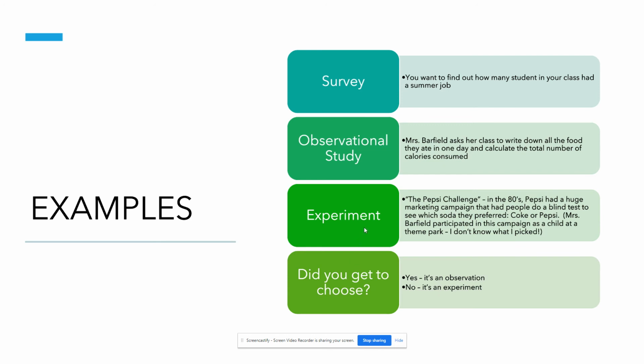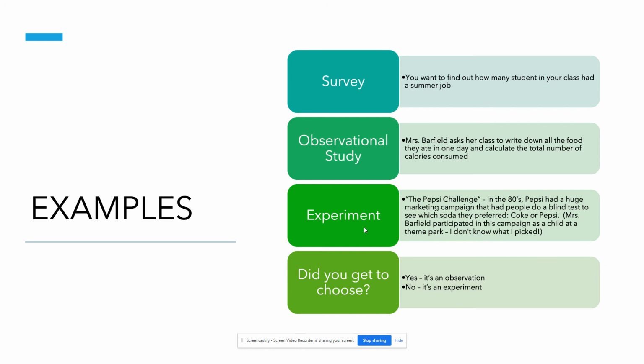An experiment. Here's an example. It's called the Pepsi Challenge. It was in the 80s. Pepsi had a huge marketing campaign that had people do a blind test to see which soda they preferred, Coke or Pepsi. Fun fact, I actually participated in that challenge. I believe I was at a theme park, and honestly, I can't tell you if I picked Coke or Pepsi. But basically, I had two cups of soda in front of me and I just had to drink them. I had no idea which one was Pepsi and which one was Coke.